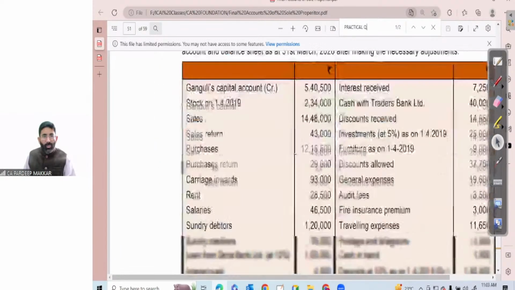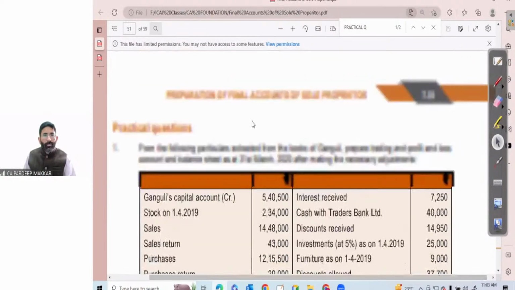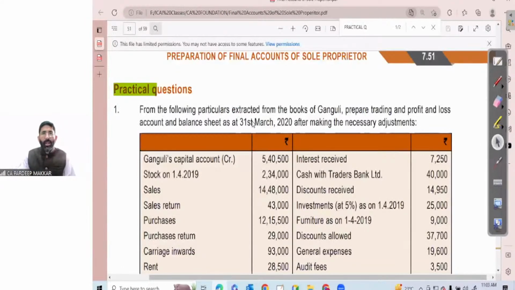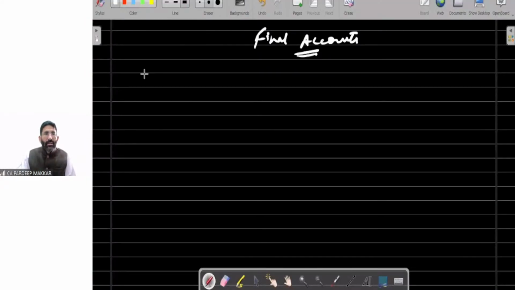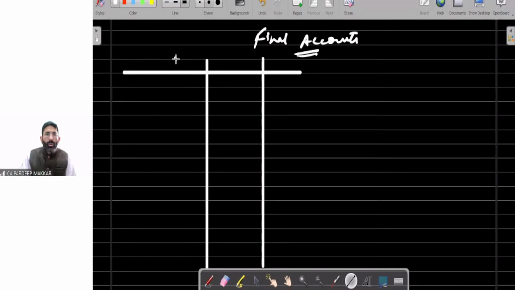So this is practical question number one, which you have to do. How to do the question of final accounts in your exams? There is a simple way. Let's discuss that way. The procedure is very simple. You must prepare both the accounts simultaneously. One is the trading and profit and loss account. Second is the balance sheet. Both will be prepared simultaneously, which will help us to do the question in the given time. Otherwise, normally we are lacking behind the time. So to cover the question within the time, you should cover it in that way.